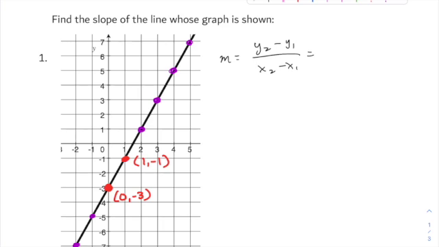And that would be, again, it doesn't matter the order so much as long as you're consistent. So if you say y2 is -1 minus the first y coordinate was -3 over the next x coordinate of 1 minus the first x coordinate of 0, and you see you get 1 minus -3, minus a negative becomes plus, and that will give you -1 plus 3 is 2 over 1, and that is, of course, 2 divided by 1 is 2.